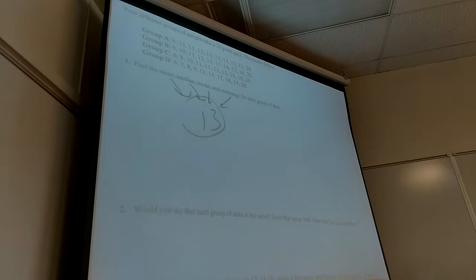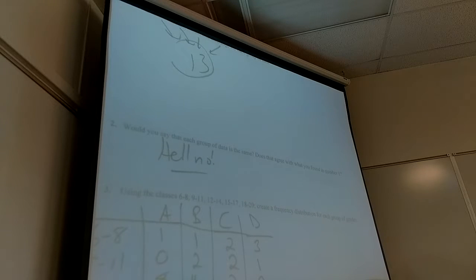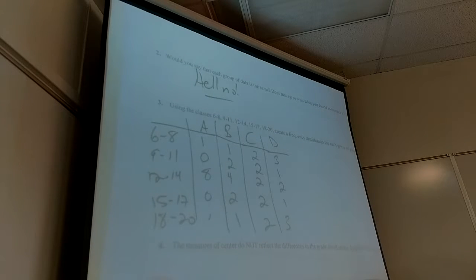Are all the data values for each group the same? No. So part 2, would you say that each group of data is the same? No. Does that agree with what you found in number 1? No. The stuff you found in number 1 says all the measures of center are 13. In fact, what is it? And then number 3, I want to do the frequency distribution. That shows you how the data is distributed, right? And hopefully you got this.